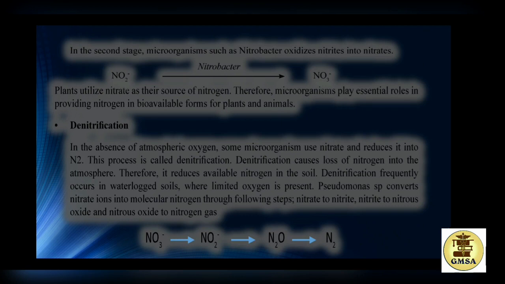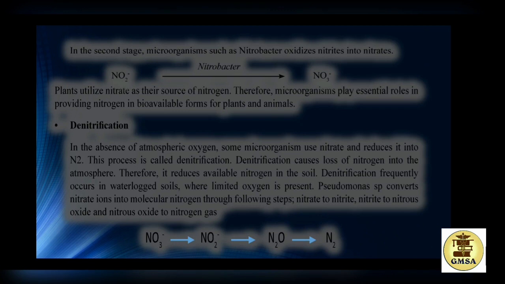Plants utilize nitrate as the source of nitrogen. Therefore, microorganisms play essential roles in providing nitrogen in bioavailable forms for plants and animals. Now, the forms which can be absorbed by plants are either ammonium ions or nitrate ions. Nitrite or NO2- ions cannot be absorbed directly by plants.